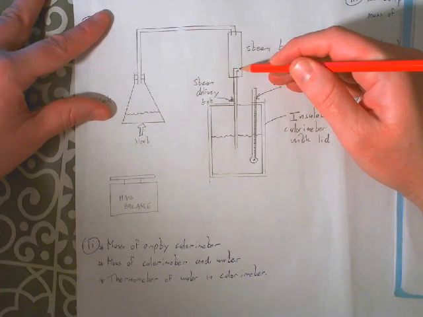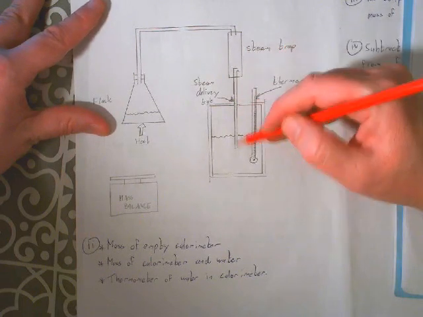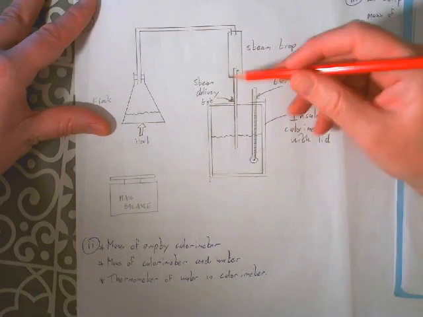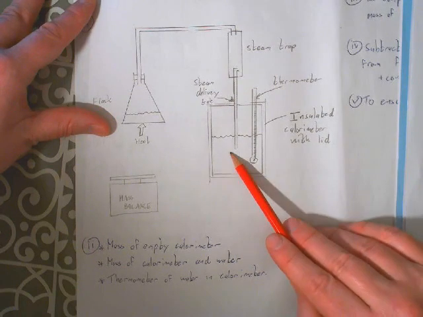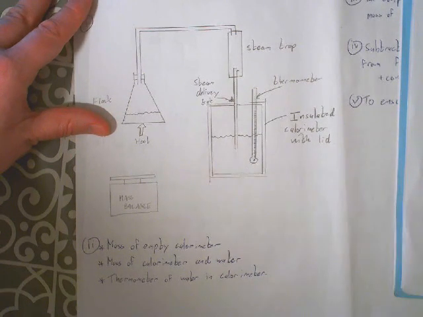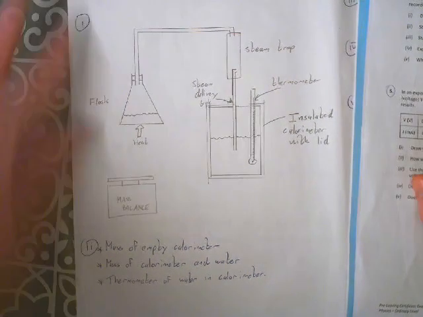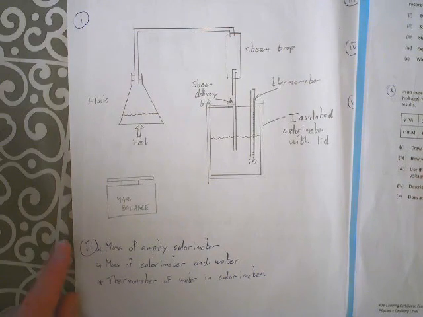You heat up this water, you boil it, it turns to steam, it goes along this pipe. The steam trap, the idea is that it's only pure steam going in, not any condensed steam. That's the idea of that. Delivery tube brings it right into the water itself. And then you measure the increase in temperature of the water. And obviously before you do all this, you establish the mass of water that you've got.